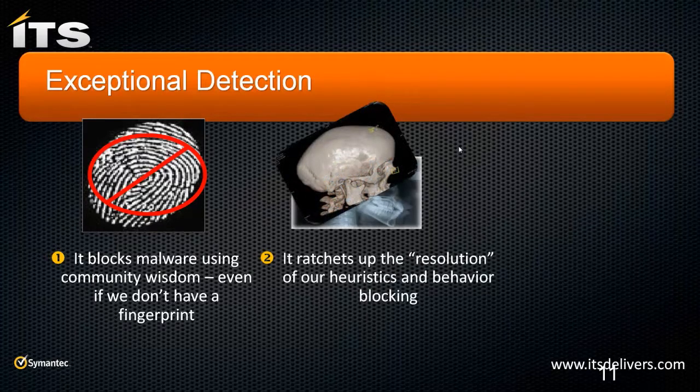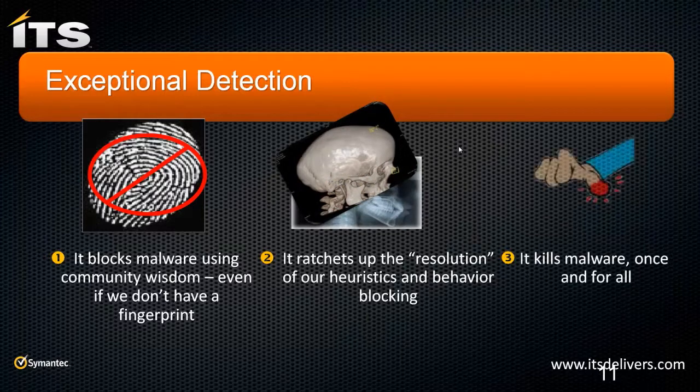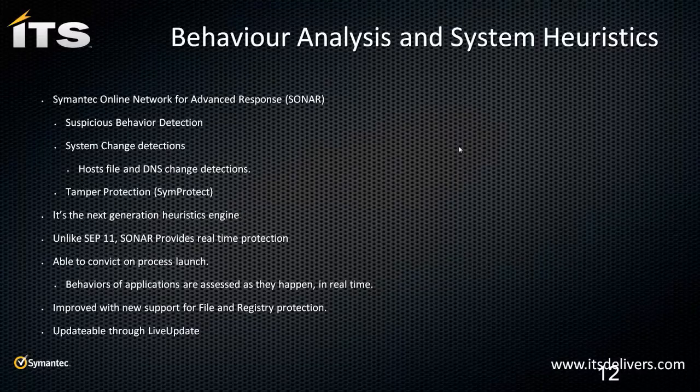So it gives us a better resolution on the heuristics and behavior blocking, and also gives me a chance to potentially kill malware once and for all. A lot of bullet points here, so let's talk our way through them. Insight leverages the Symantec Online Network for Advanced Response, or SONAR. That allows us to deal with suspicious behavior detection, and also gives us system change detection. So if this file or malware is trying to change host file entries or DNS entries, okay, that's obviously a problem.